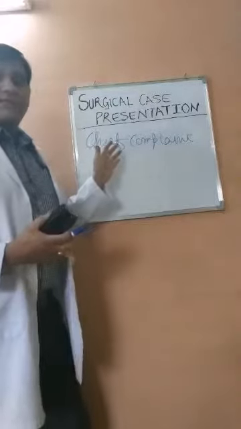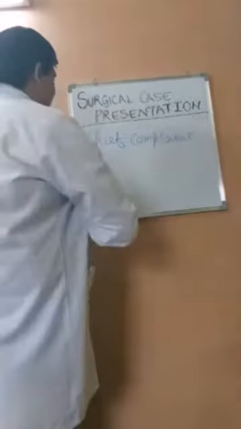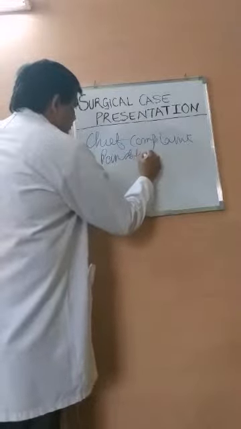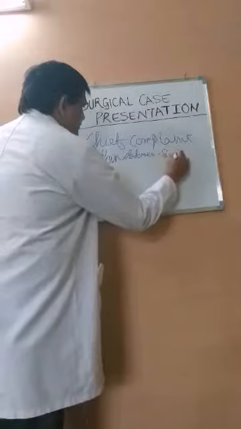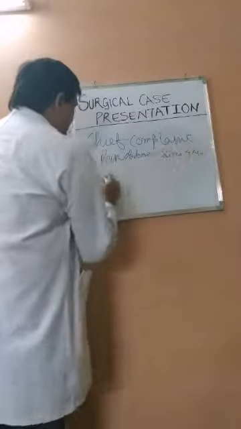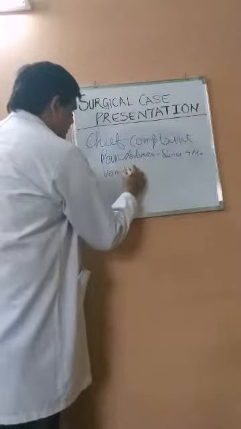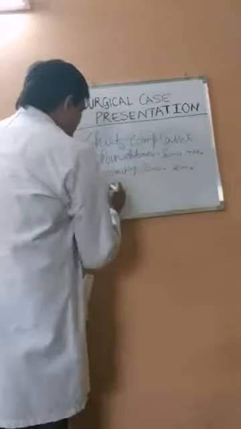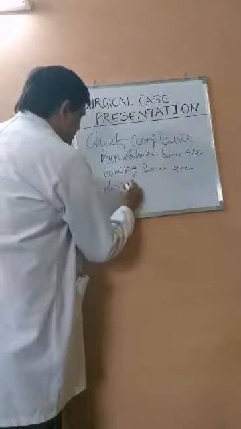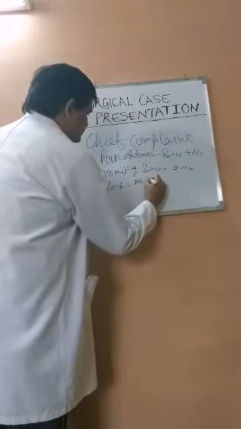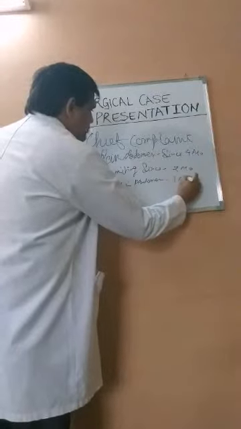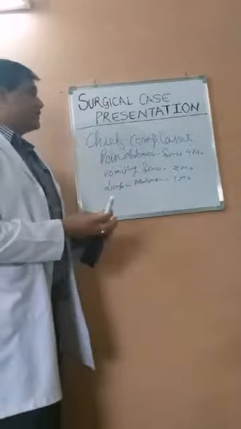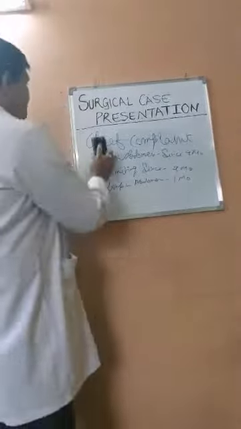So you have to write the symptoms in a chronological manner, like pain abdomen since 4 months, vomiting since 2 months, or lump in abdomen since 7 months. So we are writing the symptoms in a very chronological manner. So try to incorporate all these symptoms, and this should be in the wording of the patient.